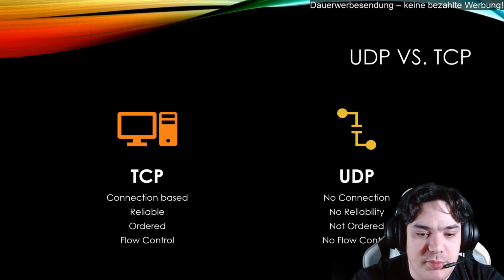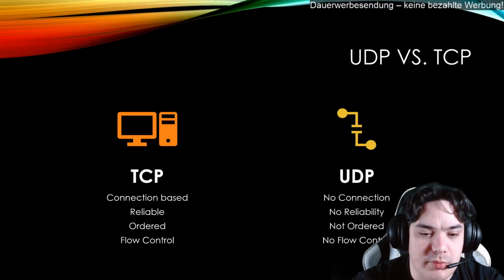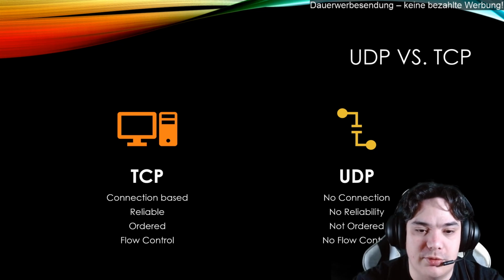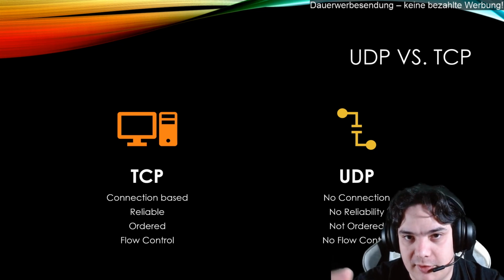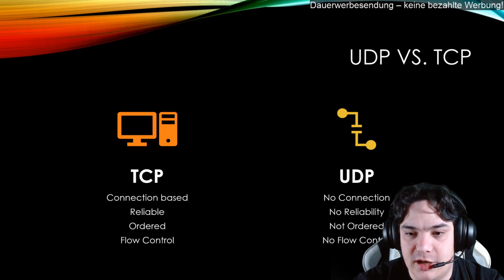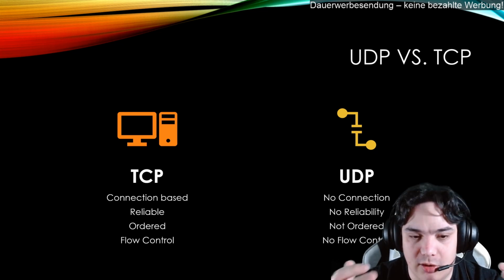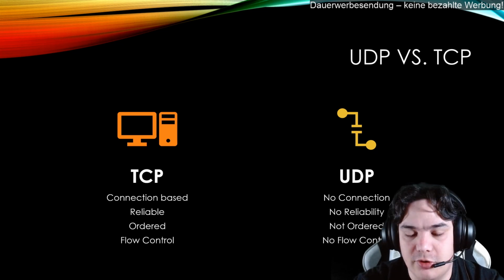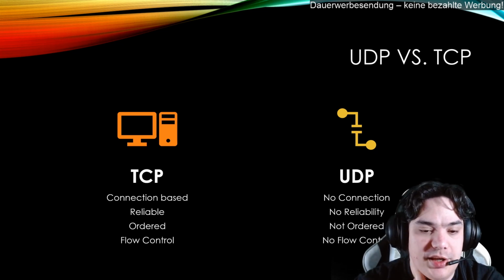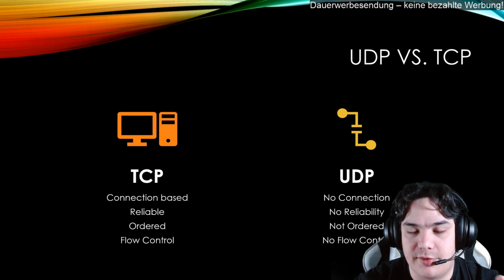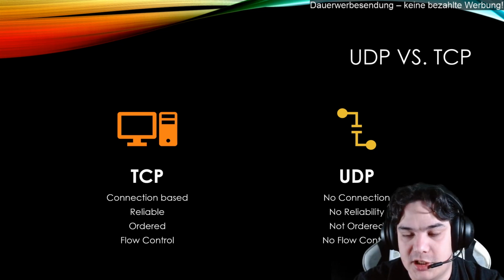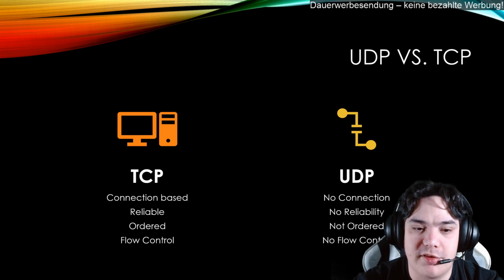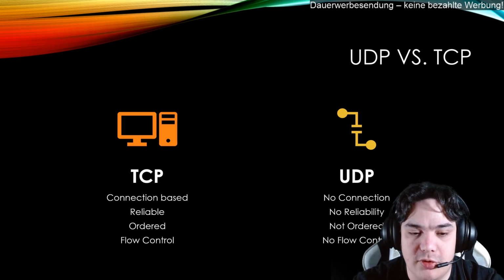So TCP is in pretty much a lot of networking technologies like REST services and everything, the communication layer that is beyond REST or any HTTP or web protocol. The thing with TCP is it has the advantage that it has some kind of connection, so it knows which client is talking to which server, and it's reliable, ordered, and has proper flow control.